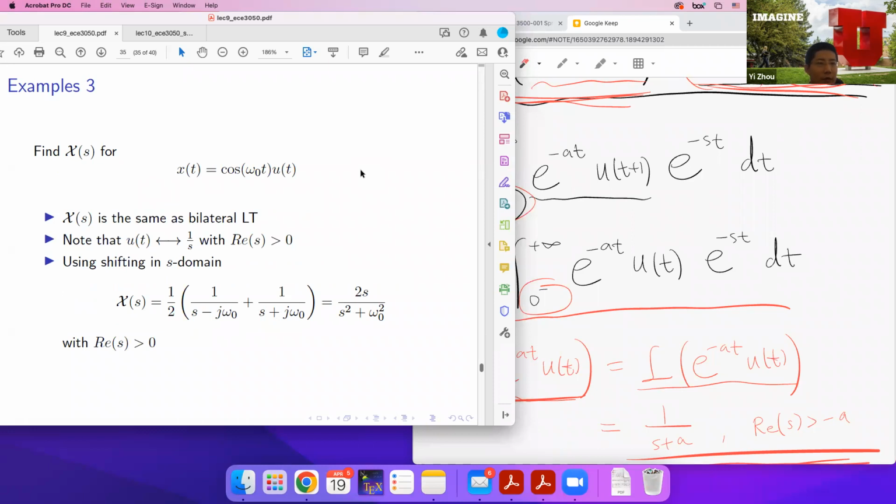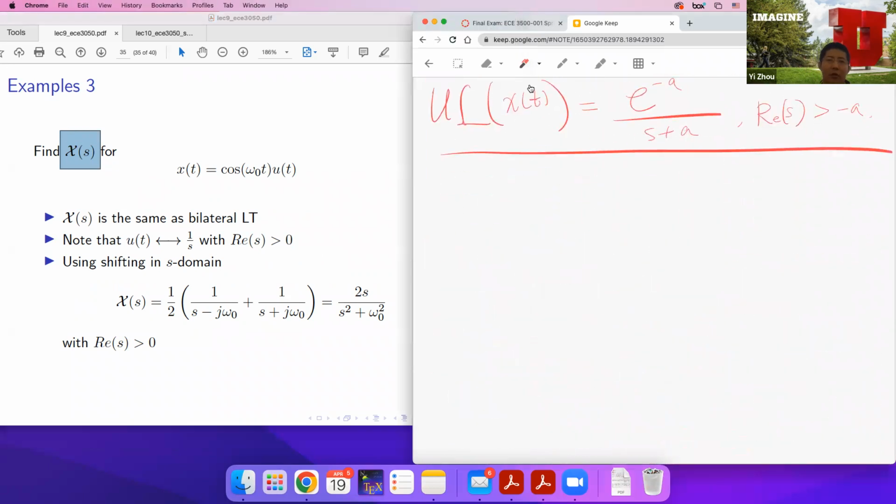Okay, now example 3. Find the unilateral transform. By the way, we use this notation to denote the unilateral transform. Right? So this is bilateral, and this is unilateral.